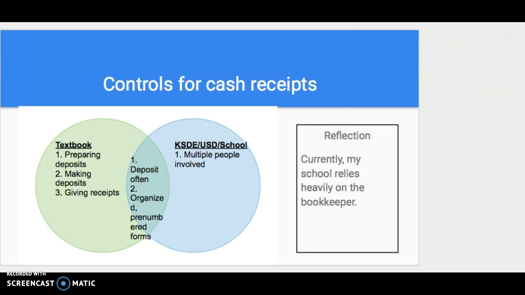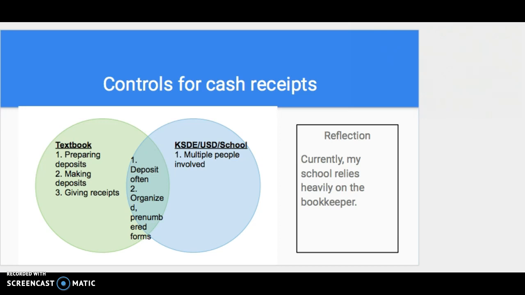Controls for cash receipts. The textbook talked about preparing deposits, making deposits, and giving receipts. The state talked about having multiple people involved. So the person that takes money at an event should not also give the ticket. The person that counts the money should not be the person that deposited the money. So there's a lot of different people double and triple checking that the money is correct, and that nothing's going on where something fell through the loop.